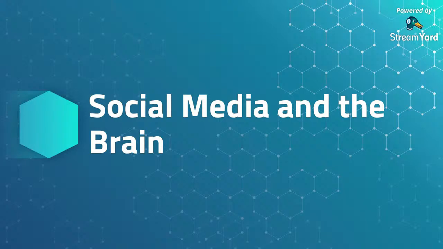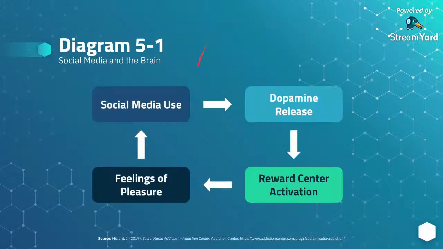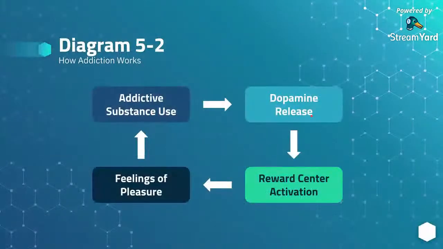Now let's talk about social media and the brain. Using social media has interesting effects on the brain, as you can see here. When you see likes or comments on your posts or images, your brain releases dopamine. This dopamine activates the reward centers of your brain, which causes feelings of pleasure, which causes you to use social media more in order to recreate that dopamine release. That's pretty similar to how addiction works, except social media has been replaced with addictive substance use. So social media can be as addictive as smoking or alcohol.